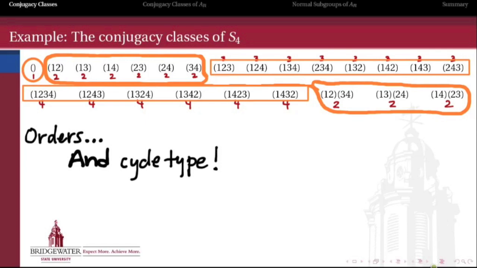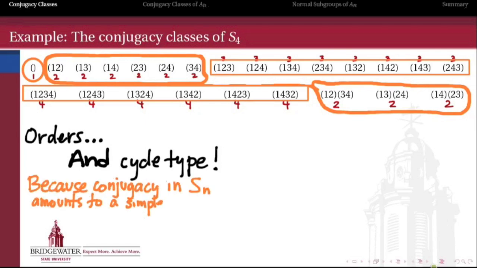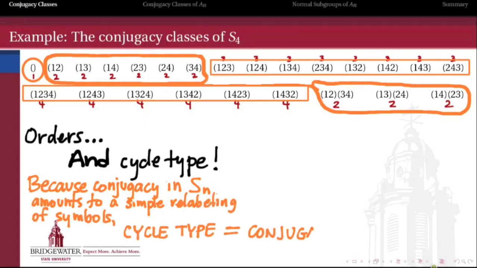Therefore, being order 2 isn't enough to group us into conjugacy classes, because those two cycles, (1 2), (1 3), (1 4), (2 3), (2 4), (3 4), and the 2 plus 2 cycles are not conjugate one to another, because they have different cycle type. Again, the reason for that is that in the symmetric group, conjugacy amounts to nothing more than a simple relabeling of the symbols that we're permuting. So cycle type and conjugacy class are one and the same thing.